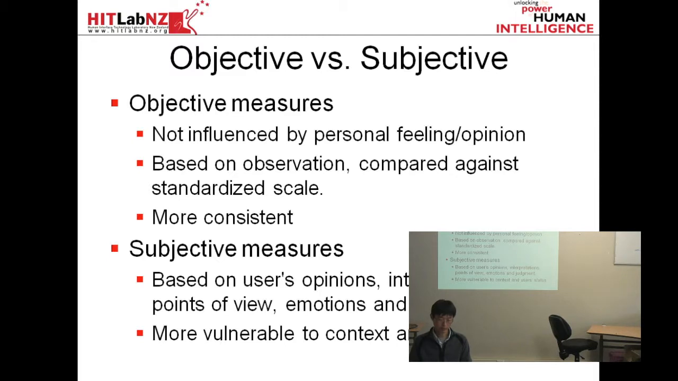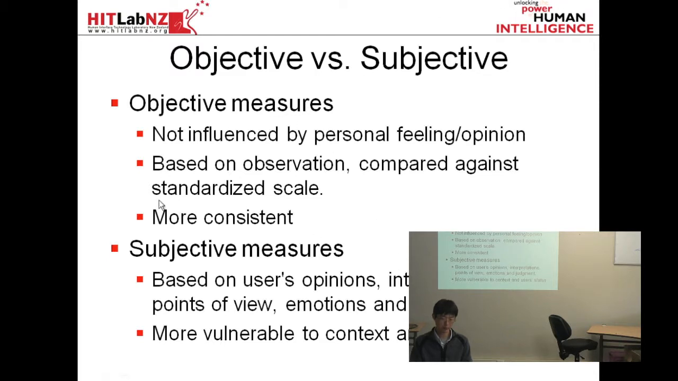For instance, objective measures could be like time to complete the task. That's an objective measure. It's not affected by personal feelings or opinion. A subjective measure could be how easy it was for the user to use that interface. That's based on how the user feels. If it's easy or not, that's a subjective measure.